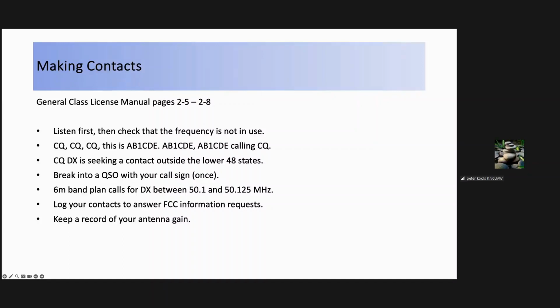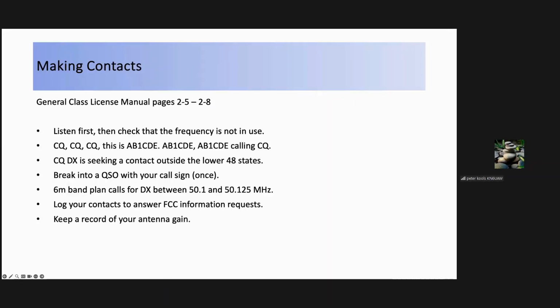If you want to break into an existing conversation, also known as a QSO, you say your call sign once during a break in the conversation. And the folks in that conversation, if they want to acknowledge you, they will, and they'll invite you into the conversation.